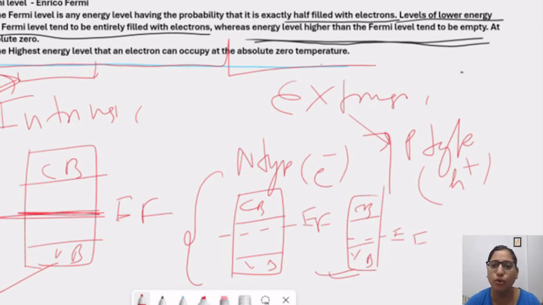I think I already told you so much about that. At absolute zero temperature, you have to take this, and absolute zero temperature is 0 degree Kelvin. And definitions 1 and 2, I already explained in detail.